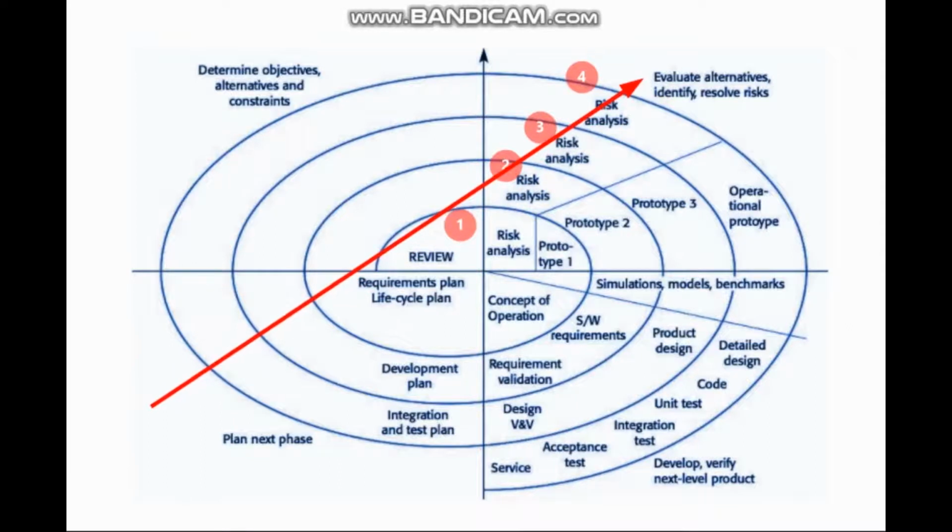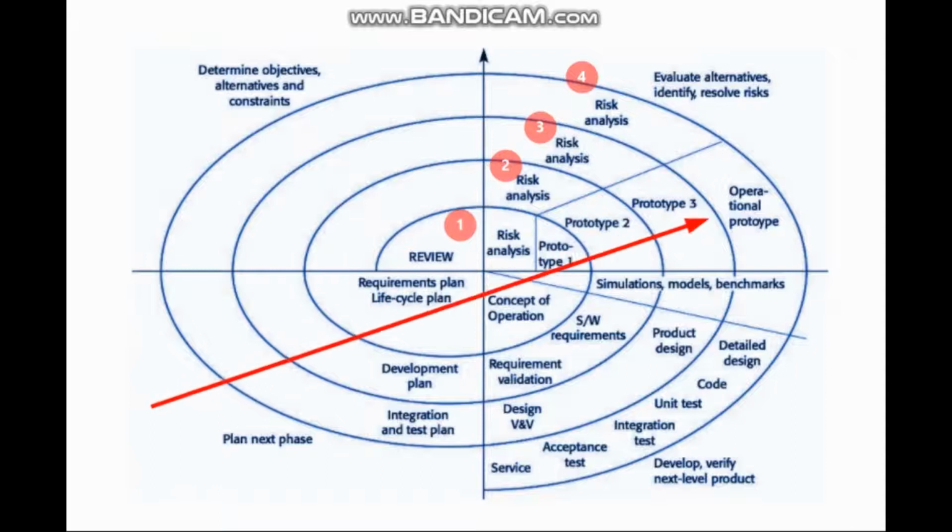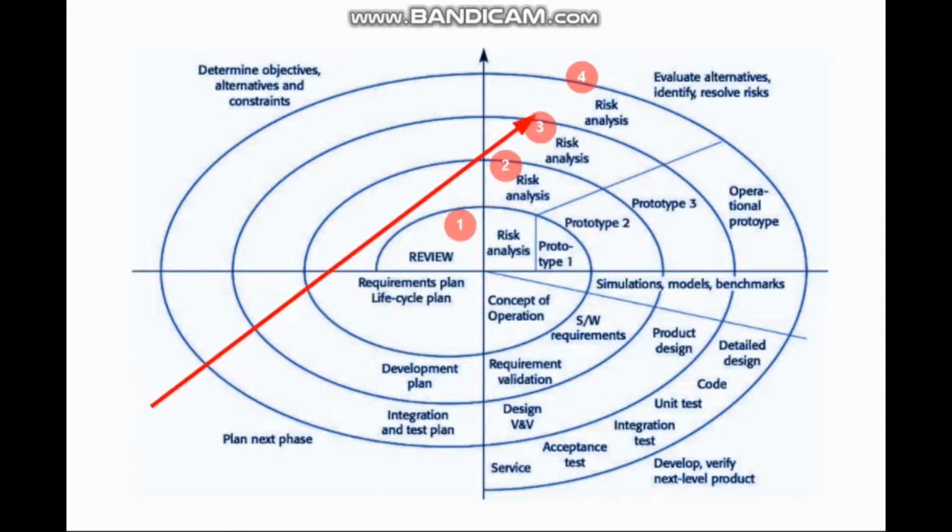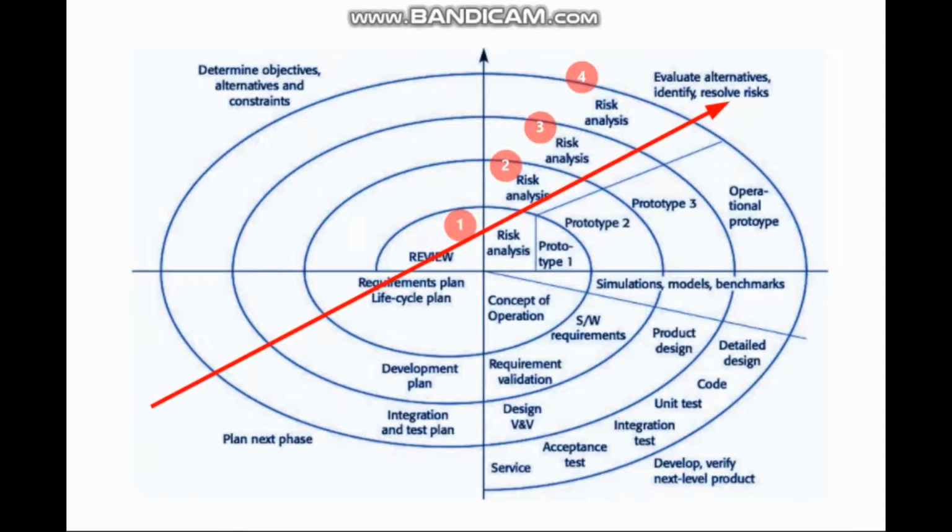This quadrant is all about evaluating alternatives, identifying risks and resolving the risks. Whatever objectives are finalized in the previous quadrant are evaluated in this quadrant, and we identify what the risks are during the software development, and we also find a solution in this quadrant.